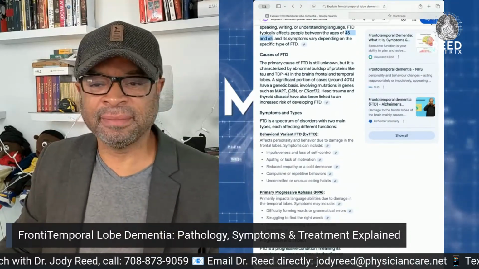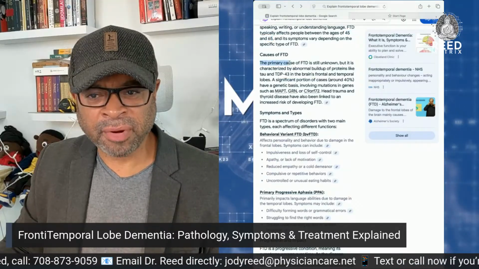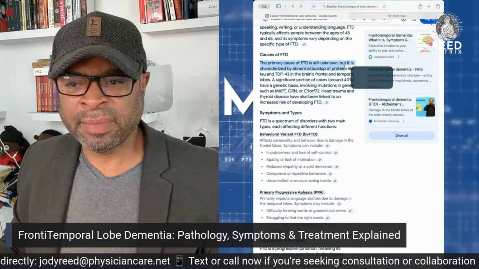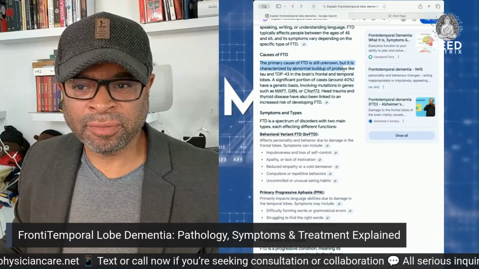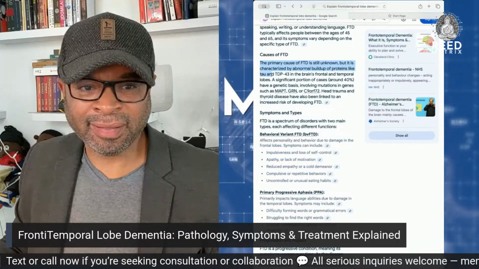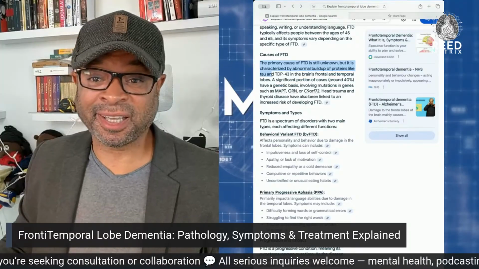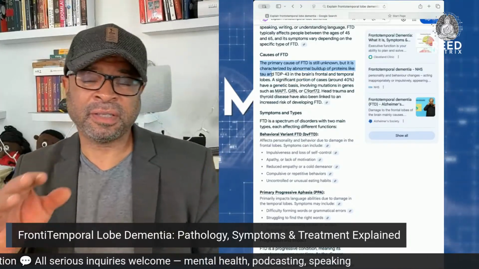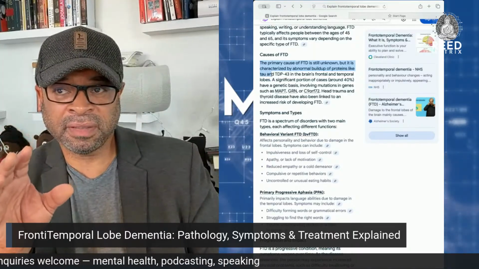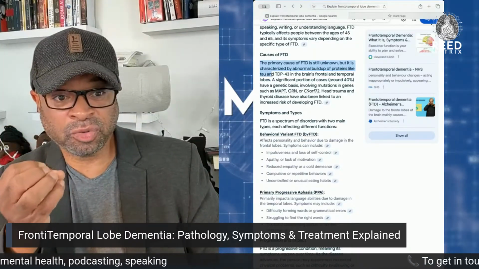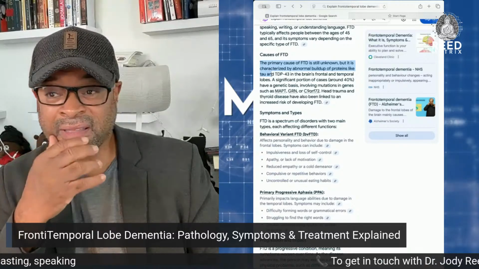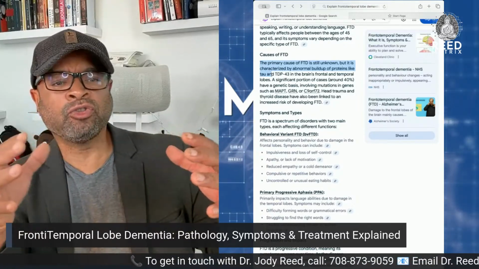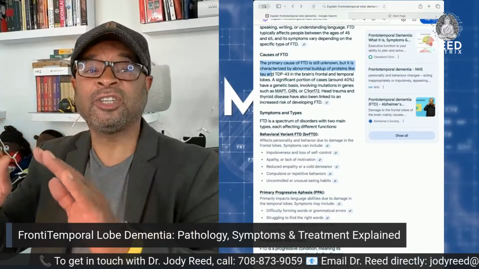Okay, causes. The primary cause of FTD is still unknown, but it is characterized by abnormal build-up of proteins like tau. Look, there it is again. Right. Remember, that's something that's common in many of these dementias. The buildup of that intracellular debris, and I think I read one source that says that the debris field can get so large that it could displace the nucleus.